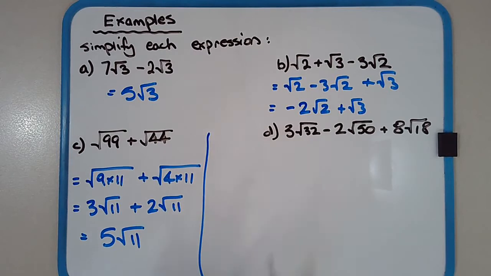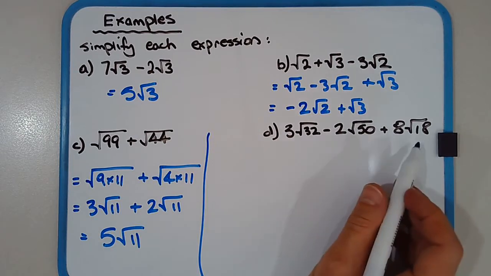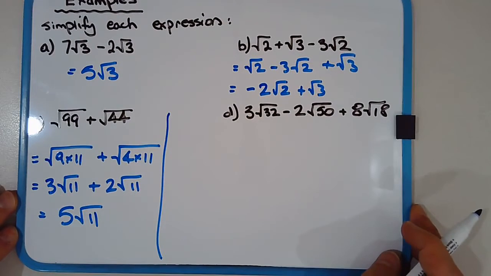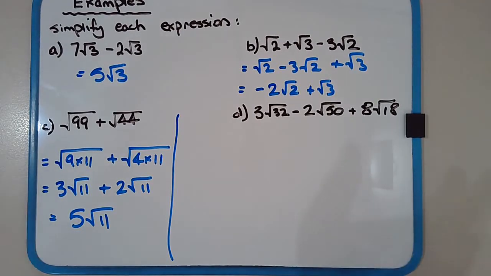Let's have a look at part D. I just need maybe a little bit of extra space for this one. 3 root 32 minus 2 root 50 plus 8 root 18. Again, on the surface, it looks like these three surds are unlike surds and cannot be combined together. Let's simplify each of these surds.